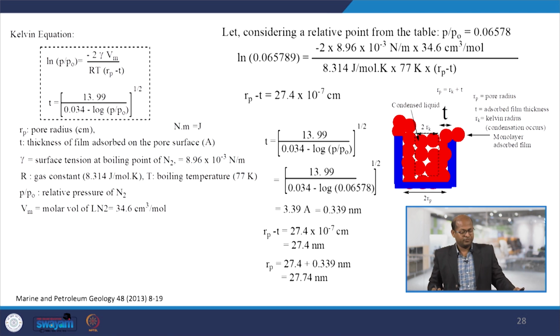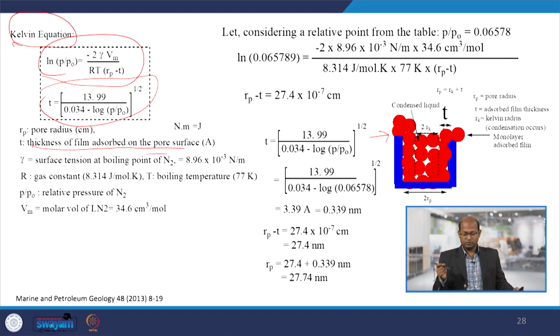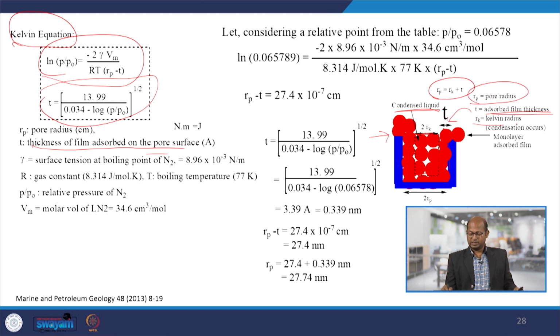The pore radius also we can find out by using the Kelvin equation. Using this equation, the thickness of the adsorbed film, this thickness T, we can find out. One molecule forms one adsorbed film, that thickness is this, and the rest of that part is 2 into Rk, that is the condensed liquid. So, Rp equals Rk plus T, where Rp is the pore radius, Rk is the Kelvin radius where condensation occurs, and this is the monolayer. The details of these equations you can find here.